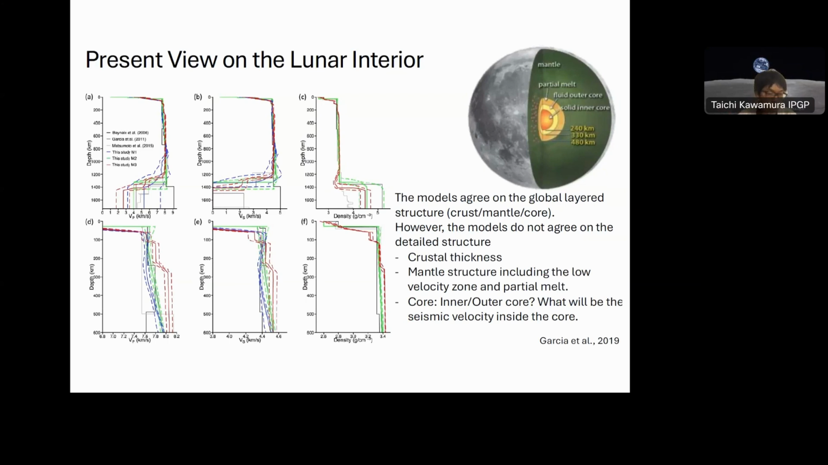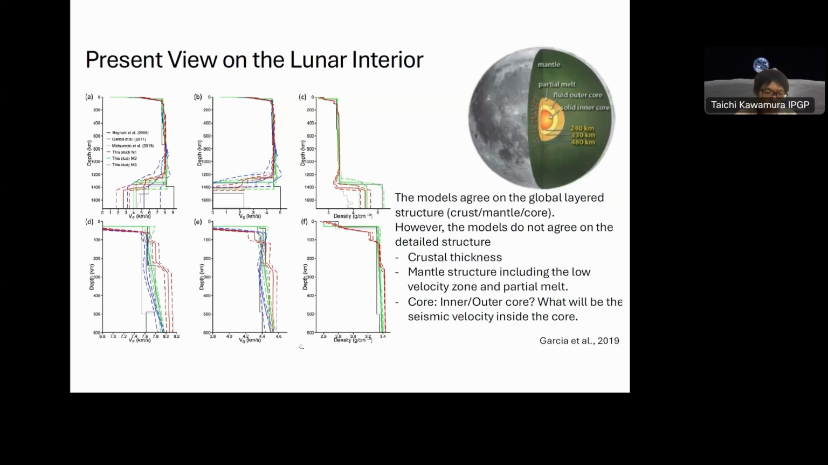This is still open, and we really need to pin down the structure deeper than, I would say, 500 kilometers to really understand the structure of such a partially molten layer or the core, which has a strong impact on the content of light elements inside the Moon.